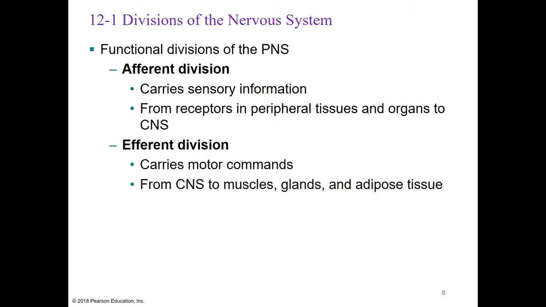Okay, so the PNS, peripheral nervous system, which remember was our nerves, can further be divided into some more subcategories, and they include the afferent and efferent divisions. And these are pretty easy to remember based on the first letter of each of those words. So the afferent division carries sensory information into the central nervous system. So as it says, from receptors in your peripheral tissues and organs back to the central nervous system.